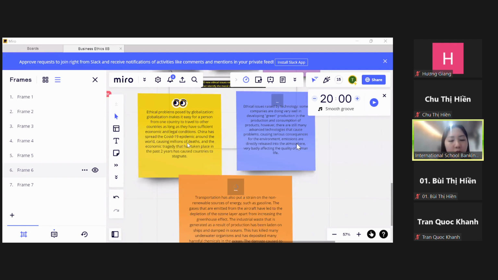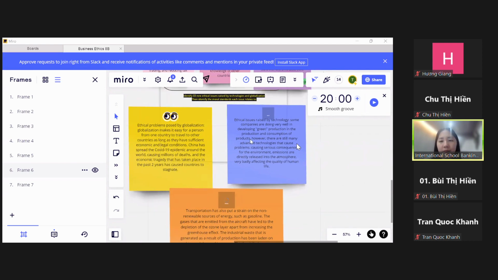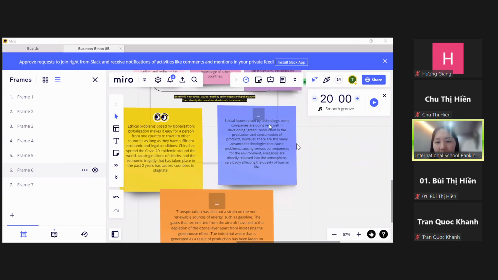Globalization has brought to the world so many benefits, but also some drawbacks. One of the drawbacks is it helps to spread virus or disease all over the world. Next, ethical issues in technology. Some companies are doing very well in developing green production and consumption. But there are many others that release emission into the atmosphere.